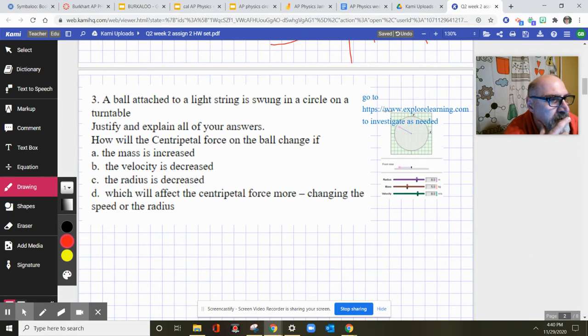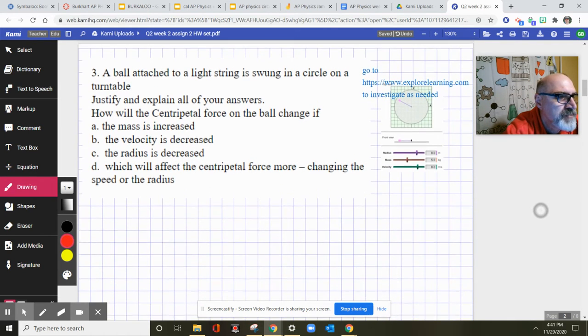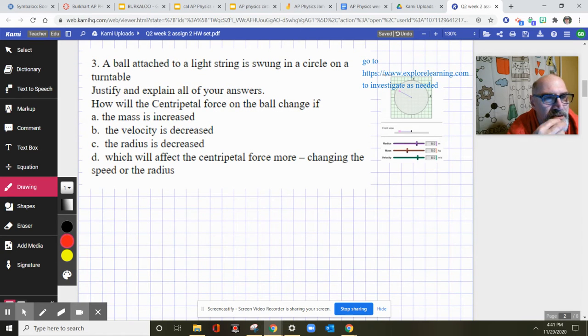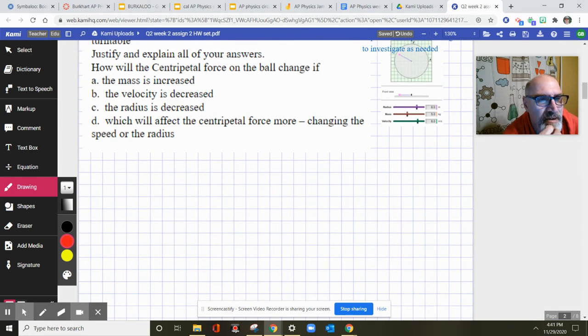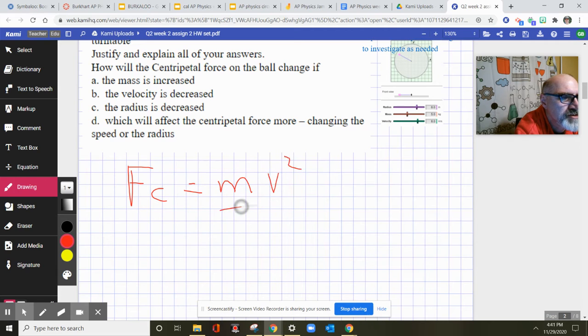All right, number 3, a ball is attached to a light string. It's swung in a circle on a turntable, so it's spinning around kind of horizontally. And this is taking you to the gizmo, which I believe you all have a login for. I'm hoping so. Nobody asked me for the login. Maybe nobody needed it. I don't even know if I need to go play with this gizmo to figure this out, because I know that centripetal force is basically equal to mass times centripetal acceleration.